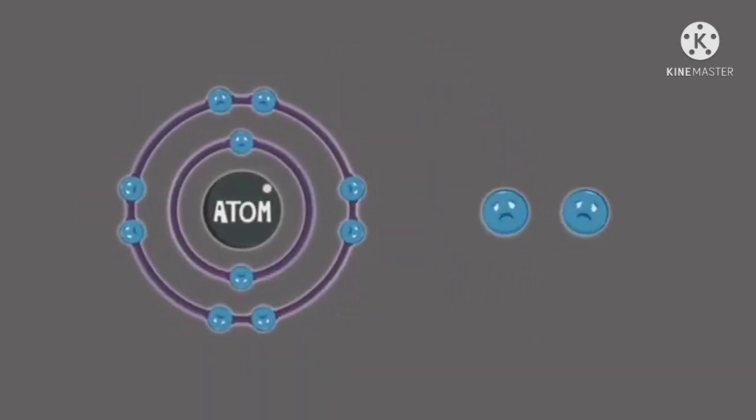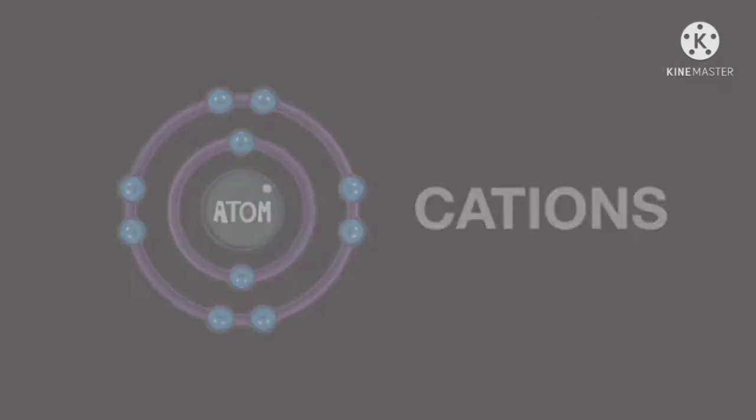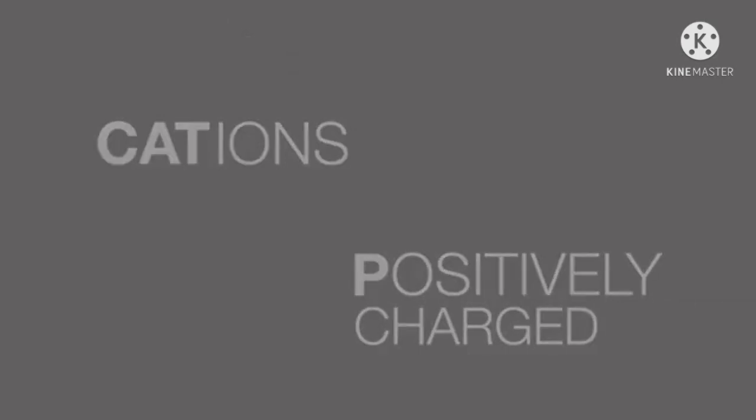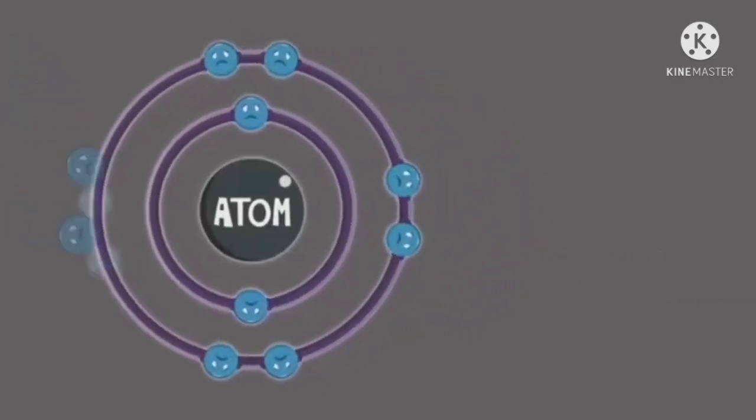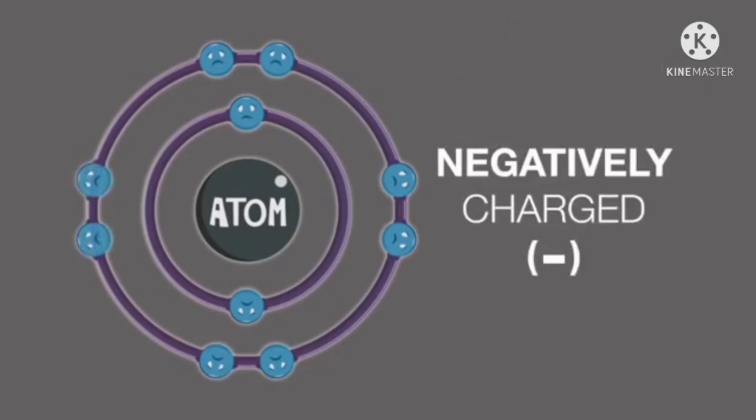Okay, so ions. Whenever an atom loses electrons from its valence shell or outermost orbit, it becomes positively charged and the name given to it is cation. Cats are positive, you can remember it in this way. What about when an atom gains electrons in the outermost orbit? It acquires a negative charge, it becomes negatively charged, so it is given the name anion.